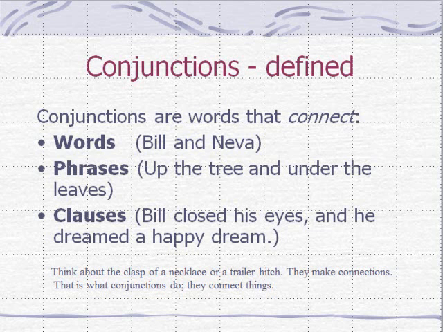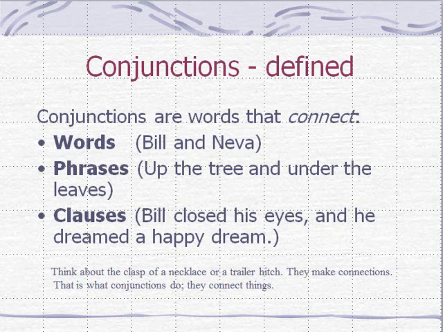Conjunctions are words that connect things. At the bottom of your screen you'll see that I've got, think about the clasp of a necklace or a trailer hitch. Those are items that link something. That's what their jobs are to do, to connect two things. That's what the job of a conjunction is, to connect words, phrases, and clauses.